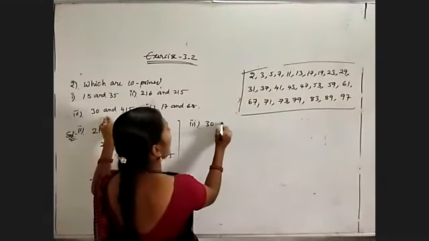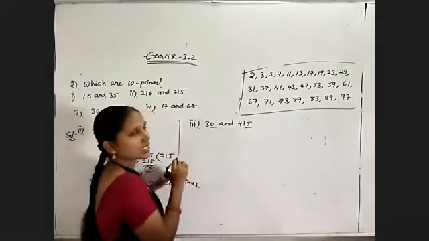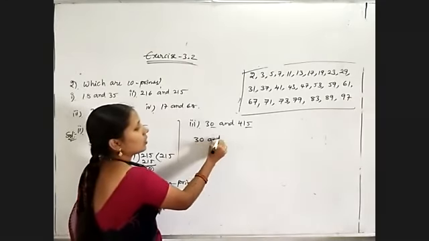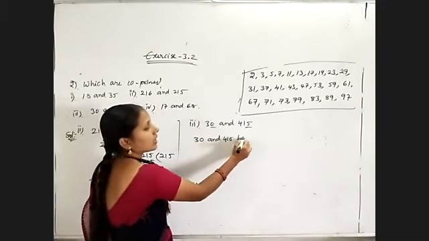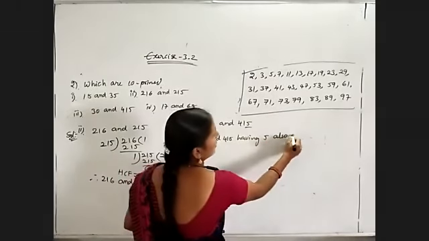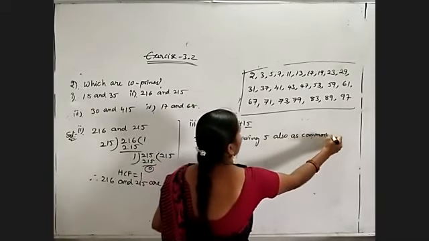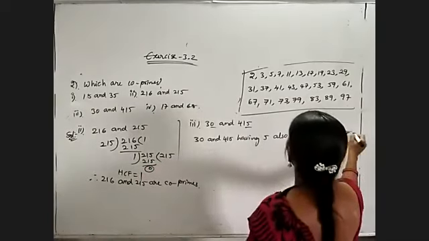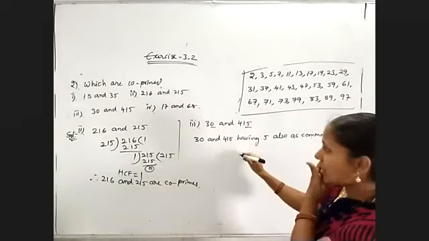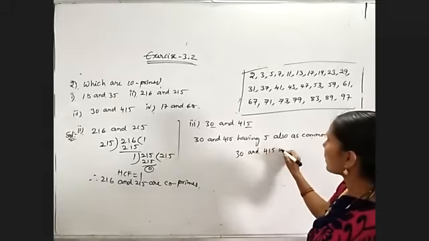30 and 415. It is very clear that 5 and 0 are there. So 30 and 415 have 5 also as a common factor, not only one, yes or no? If we have to get only one, but here we are getting 5 also. Therefore, 30 and 415 are not co-primes.